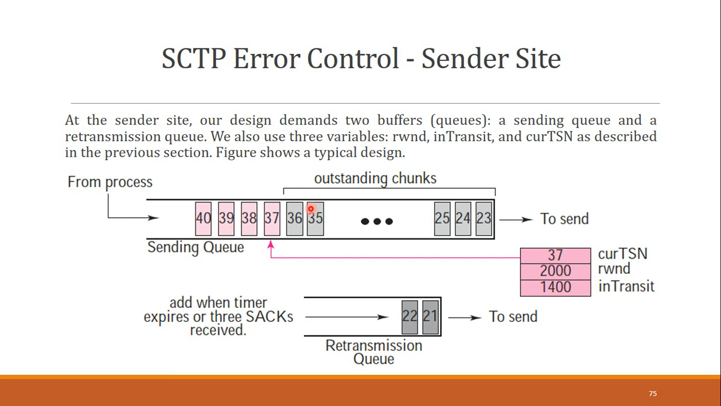Now, when the retransmission timer for a packet expires, or three SACKs arrive that declare a packet as missing, which is fast retransmission, the chunks in that packet are moved to the retransmission queue to be resent. Now, these chunks are considered lost rather than outstanding. The chunks in the retransmission queue have priority. In other words, the next time the sender sends a chunk, it would be chunk 21 from the retransmission queue.